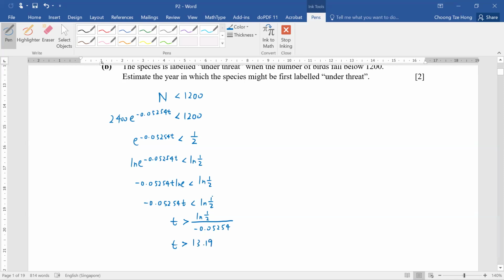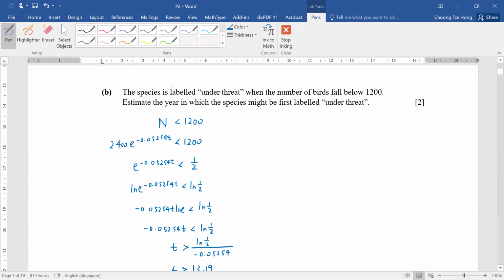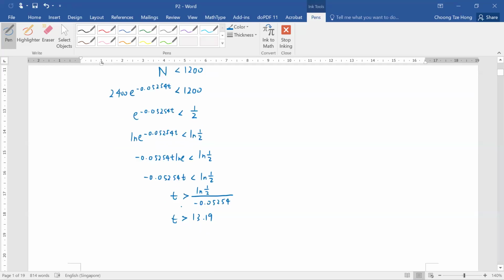Okay, so over here, you need to think a bit. They want the year, so this is not the final answer yet. This is just to say that for as long as t is greater than 13.19, the population will be below 1002. So that means if you sub 13.19 into t, you'll get exactly 1002, around there. So for any value of t greater than 13.19, the population will be less than 1002.